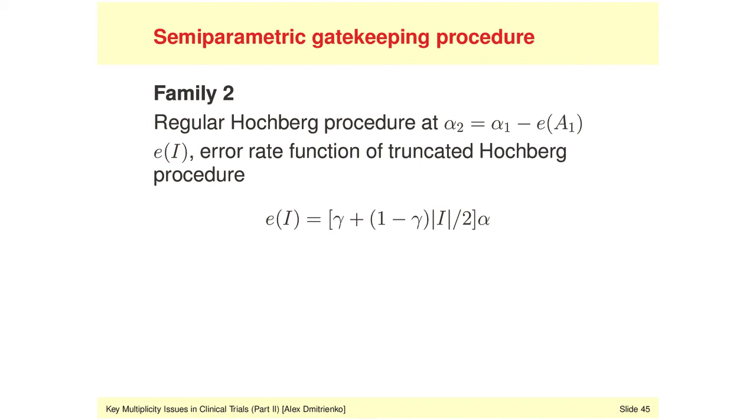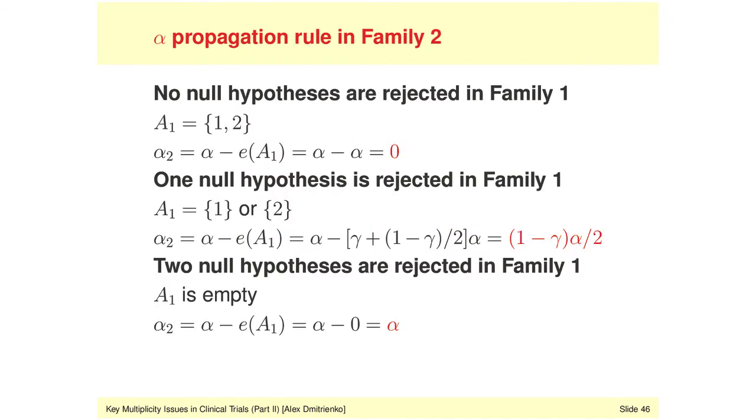To determine the local alpha level to be used in the secondary family, denoted by alpha 2, we will need to, first of all, compute the error rate function of the truncated procedure. The error rate function is shown on this slide, and this error rate function, as we have said many times before, plays a central role in defining the alpha propagation rule for the secondary family. This alpha propagation rule is defined on this slide.